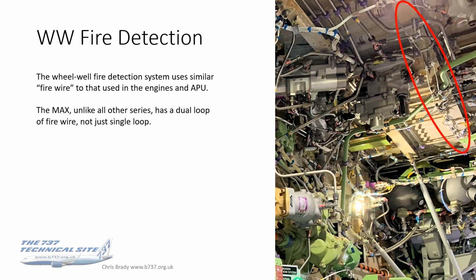For the wheel well, the fire detection system. Now this is the fire wire that runs around the ceiling of the wheel well, the main wheel well. It's a dual loop. It's not just a single loop. So if you look in your wheel well of your NG or your classic or original, if you're still flying them, you've got a single loop of this firewire, and I've highlighted it in that red oval. But this photo's from a Max, and you'll see that there are a pair of wires following pretty much the same path. So it's better wheel well fire detection.